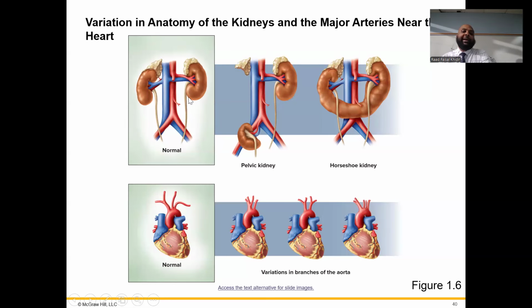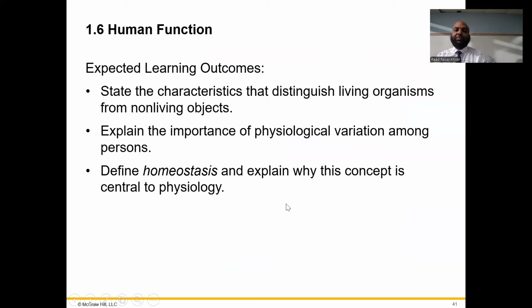Normally the kidney is supposed to look like that, but it does not mean some people don't have a pelvic kidney. Some people have a kidney that's in the pelvis. Some people have a horseshoe kidney, where their kidneys are attached together. Some people have a normal aorta that looks like that, but now look at these three different types of aortas. They have variations in the branching. So do not think that this anatomy and physiology is absolute to every single human being out there. There are some variations, very small variations.